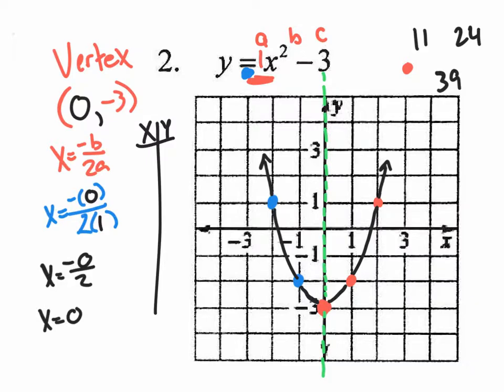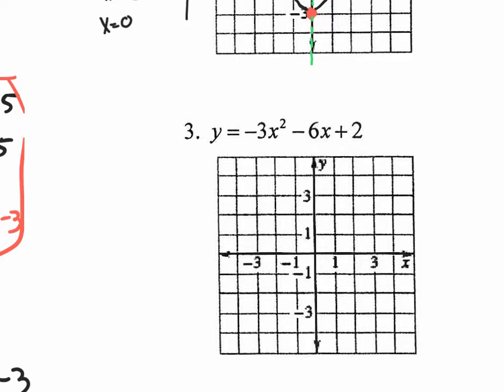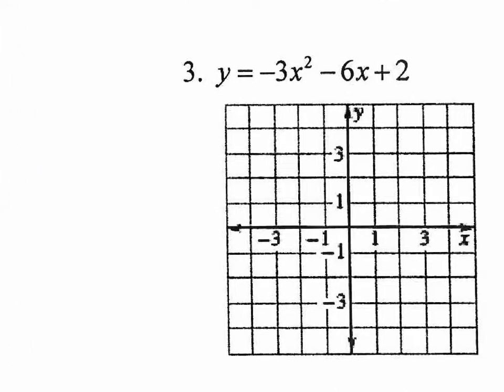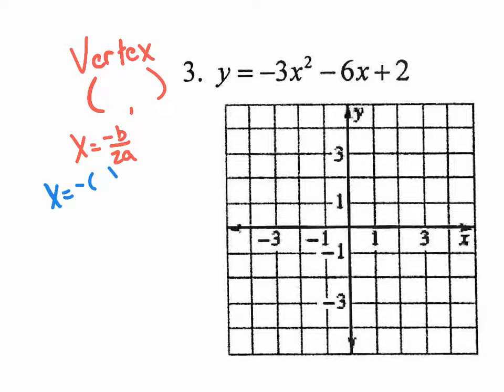It's that easy, guys. Let's move on to this one right here. Let's find the vertex. And how do we find the vertex? You use the formula x equals negative b over 2a. And of course, to use that appropriately, you're going to use parentheses. X equals negative parentheses over 2 times parentheses.